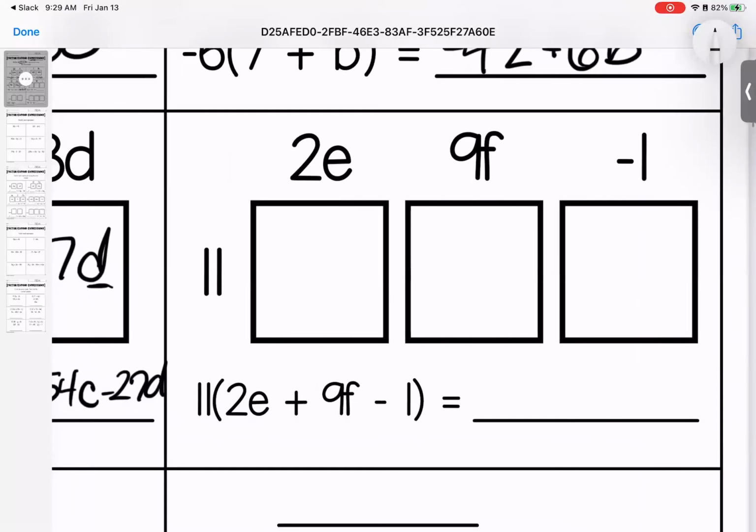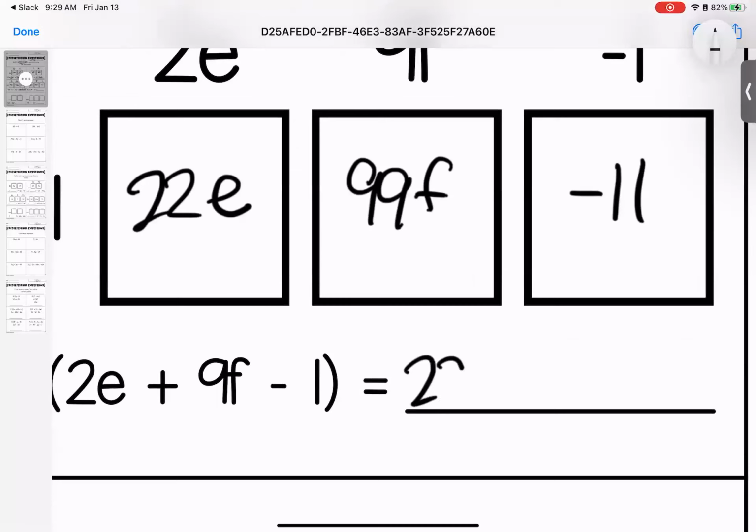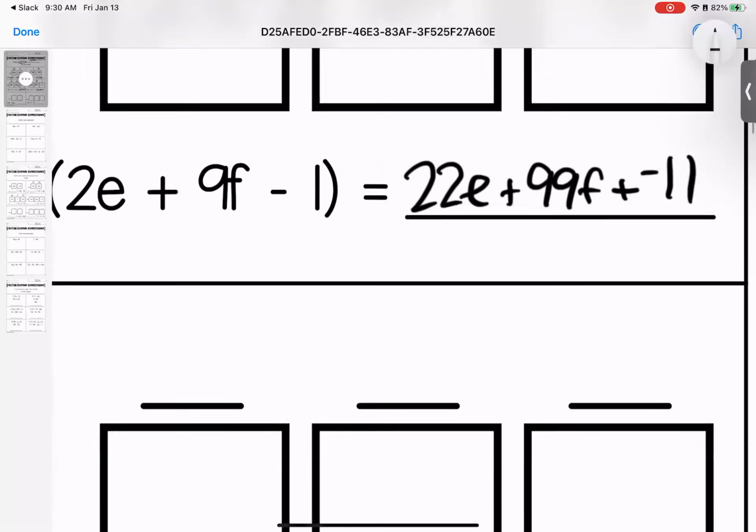All right, over here, 11 times 2 is 22E, 11 times 9 is 99F, 11 times negative 1 is negative 11. So for this one, we have 22E plus 99F minus 11 or plus a negative 11.